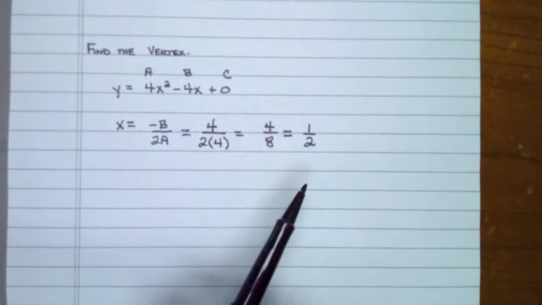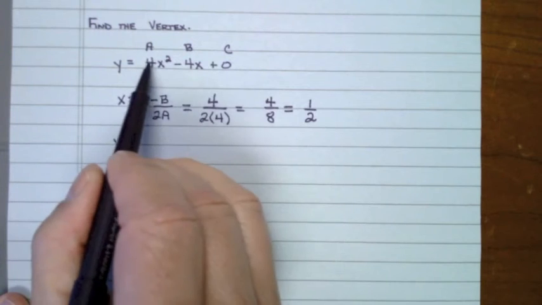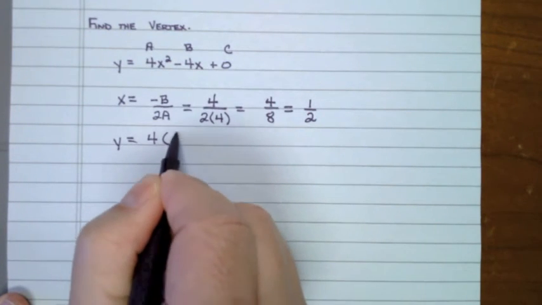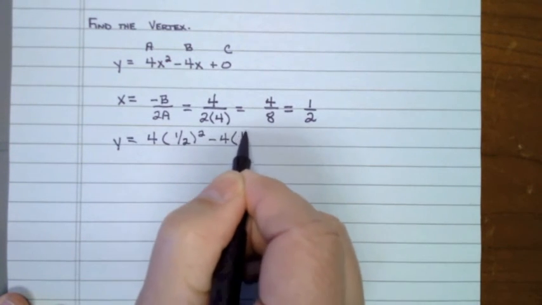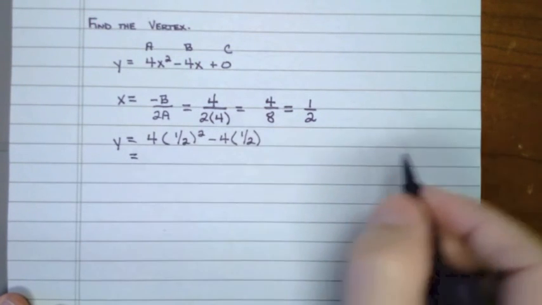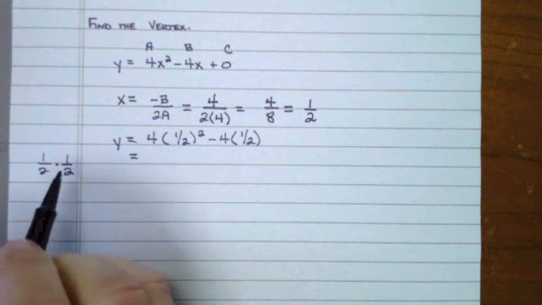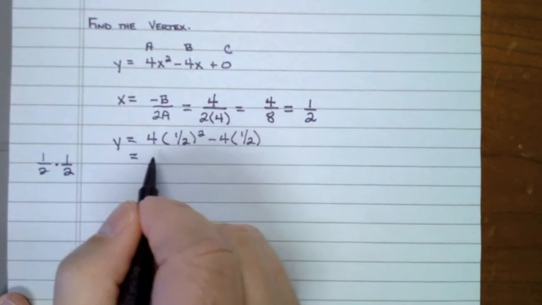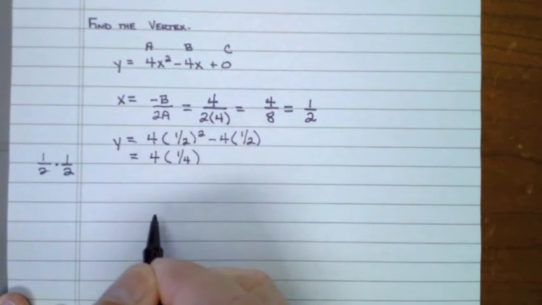I need to find the y coordinate. I need to take this 1/2 and plug it back into this formula. That's 4 times 1/2 squared minus 4 times 1/2. 1/2 squared. That's 1/2 times 1/2. I'm just showing what I'm doing right here. 1 times 1 is 1. 2 times 2 is 4. 1/4. 1/2 squared is 1/4.